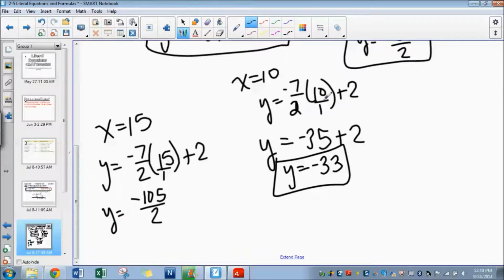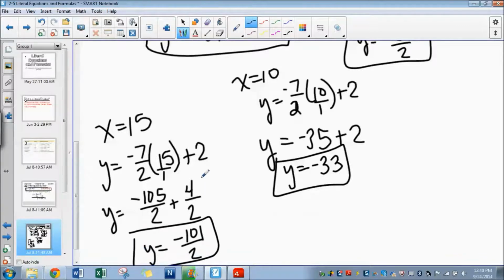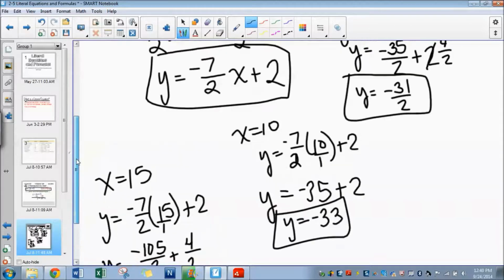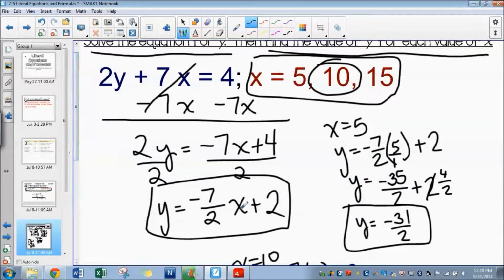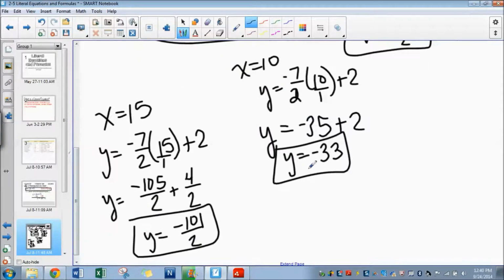And like I saw up on this other example, to add that whole number of 2, I'm going to go ahead and give that a common denominator and rewrite that as 4 over 2. I'm anticipating adding those. Then when I add my numerators, negative 105 plus 4 is negative 101 over 2. And there's that answer. So I've completed all three parts. First, I wrote it with y on a side by itself. I solved for y, and then I found the value of y for each value of x. So when x is 5, y is negative 31 over 2. When x is 10, y is negative 33. When x is 15, it's negative 101 over 2.